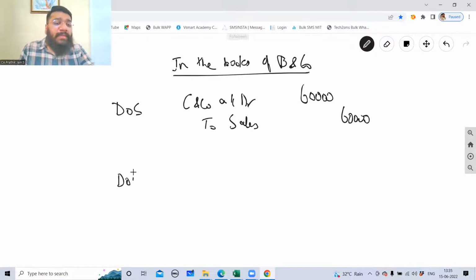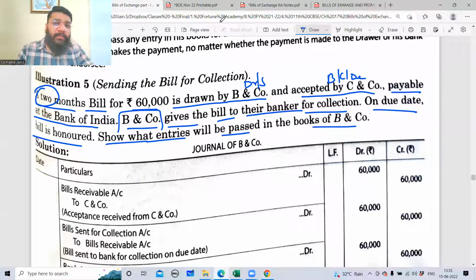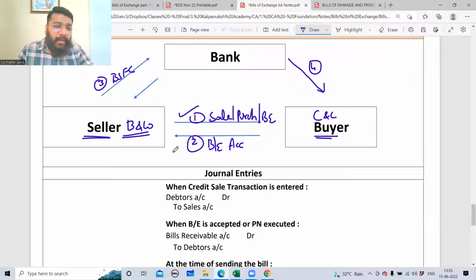Then on the date of acceptance, because it is a bill of exchange. In a bill of exchange, you'll write this entry on the date of acceptance. If it is a promissory note, you'll record this entry on the date of issue. So I'm cancelling C and Co, the unsecured person, and in place of that, I'm creating a secured person called bills receivable account. 60,000, 60,000. So this is the second transaction. I recorded the first transaction, second transaction done.